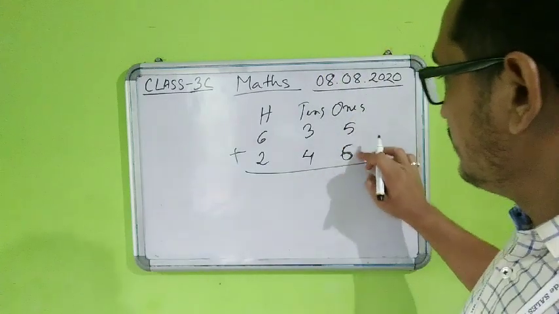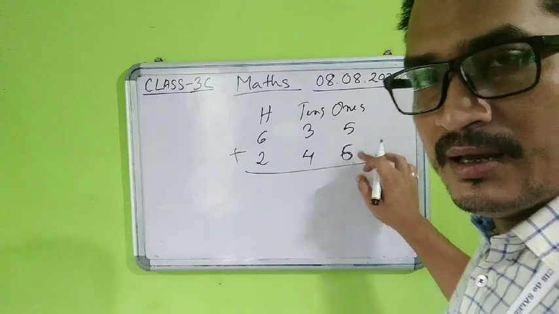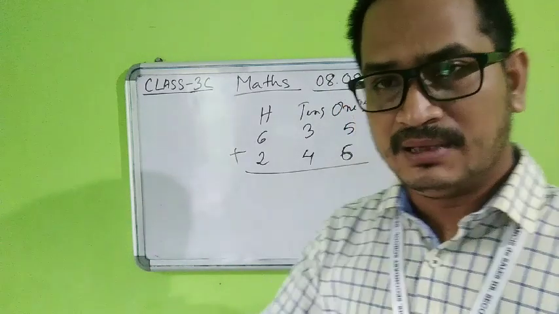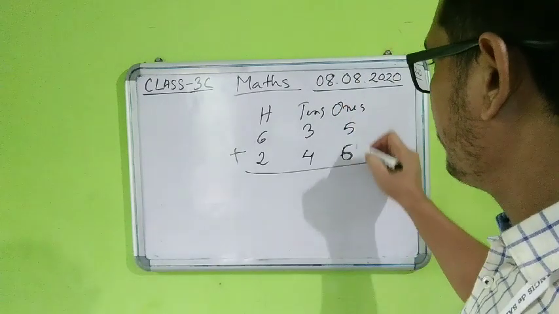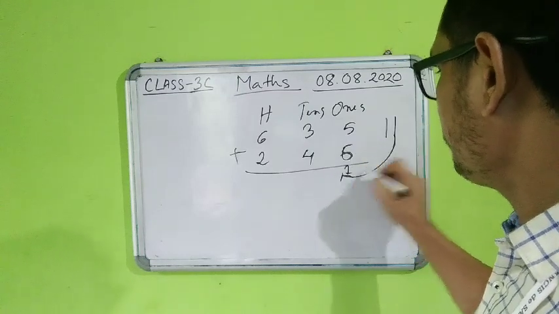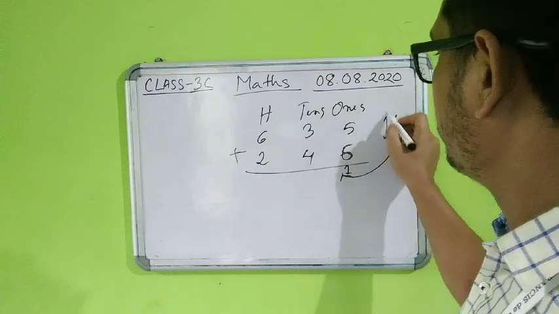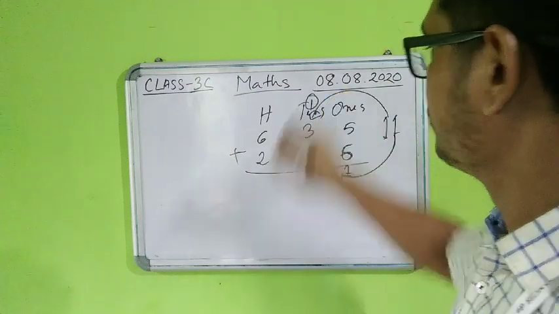Now students, here in this case if you see 5 plus 6, how much is it? It is 11, which is more than 9. So if it is more than 9, what will you write? 5 plus 6 is 11. This 1 will come here, and this one will be carried here.